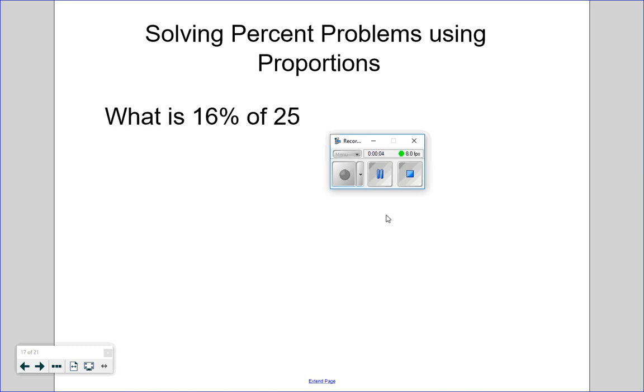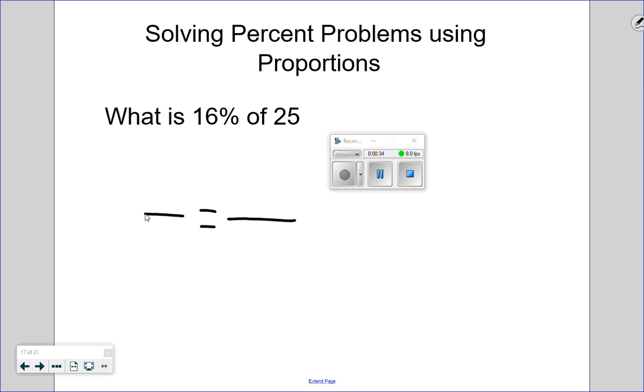Okay guys, today we are going to talk about solving percent problems using a proportion to solve those percents. So we're going to start off by just explaining what the basic setup is for the percent proportion. First off, a proportion is two fractions that are equal to each other. It's two ratios that are equal to each other. And that's what a percent is.